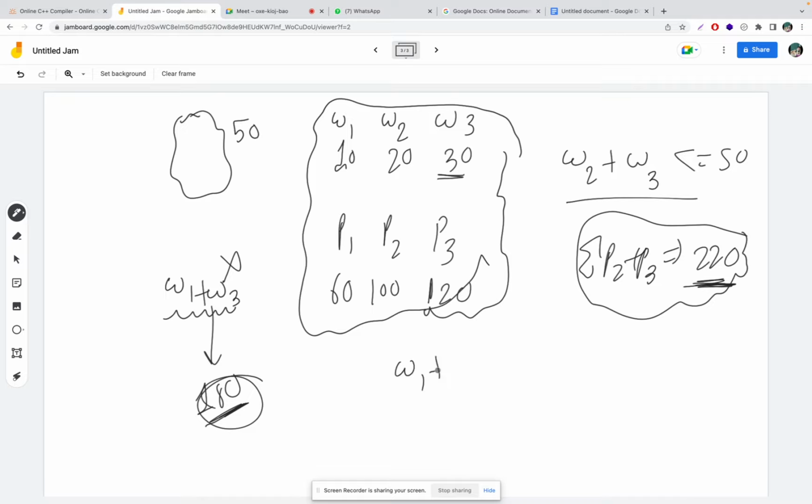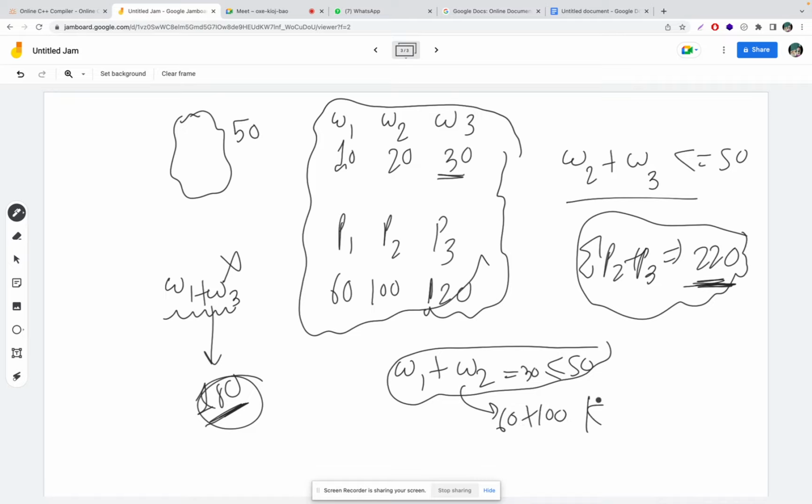Now, guys, what would happen if I selected W1 plus W2? The sum would be 30, which is less than or equal to 50. So it satisfies the first condition, yes? And what would be the profit? 60 plus 100, which is 160. So 160 is not good, 180 is not good, and the maximum is 220. So the best choice is to put W2 and W3 in this bag, right?